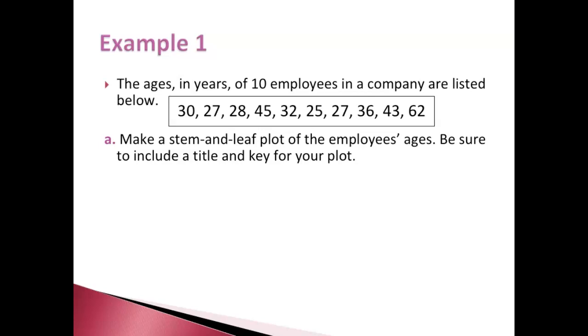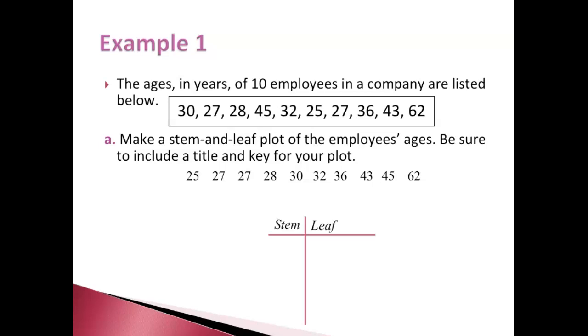Okay, so I find it easiest to order all the data before actually making the stem and leaf plot. So the smallest value here is 25, then 27, and I'll just continue going through and putting all these numbers in order, all the way up to 62. Now to create a stem and leaf plot, I'm going to start off by drawing this T here, and all your stems are going to go on one side and your leaves are going to go on the other.